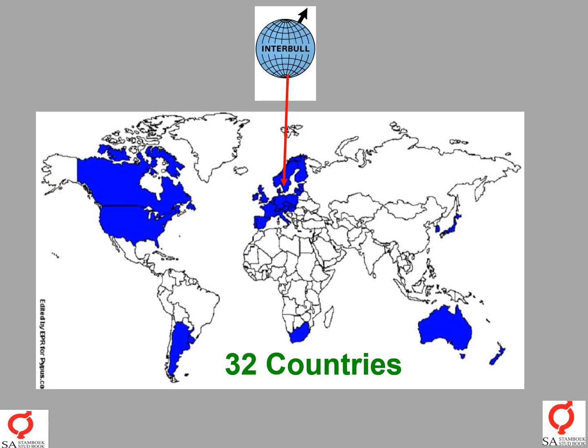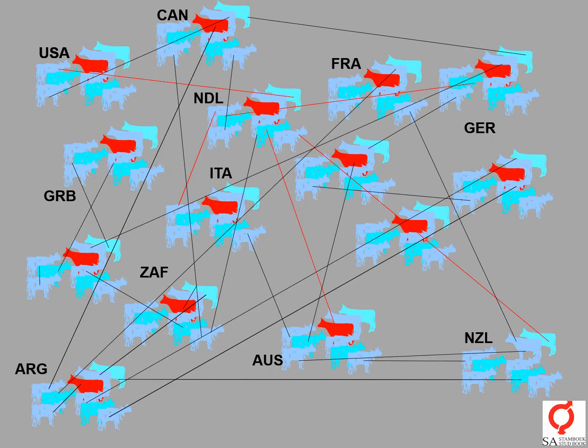Now, Interbull is based in Uppsala in Sweden, and currently 32 countries participate in these international genetic evaluations, of which South Africa is also one. So due to AI bulls all across the world having daughters in different countries, an international genetic ranking can be set up.